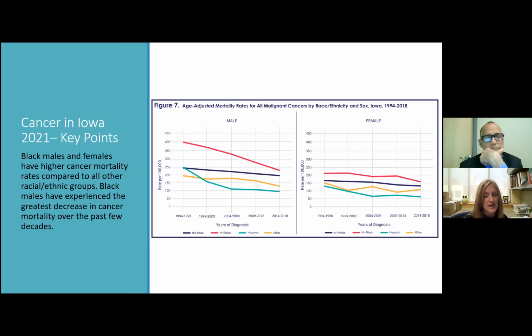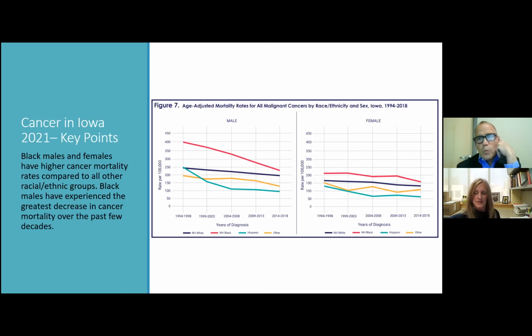But the good news is that you can look over time now to our current 2014 to 2018, and the gap has narrowed considerably. And then if you look at the females, the rates for the Black population were also higher than the other groups, but that gap between them was not near as severe as it was with the males. And then you haven't really seen quite as much of a dropping in the females as you had with the males. But the good news is that, like I said, the gap is narrowing, but we can't stop now.